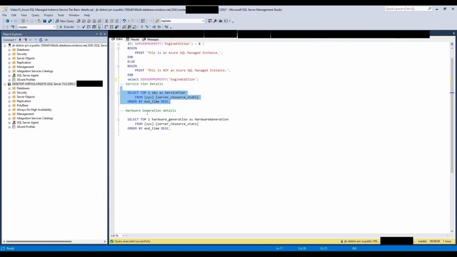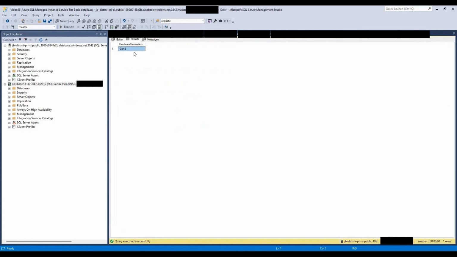Moving on, we will check the hardware generation of the managed instance using this particular T-SQL query. In this query, I'm selecting the top one value of the hardware generation column from the DMV sys.server_resource_stats, and I'm ordering it by end time. If we run this query, we'll be able to understand the hardware generation. In my case, it is Gen 5.